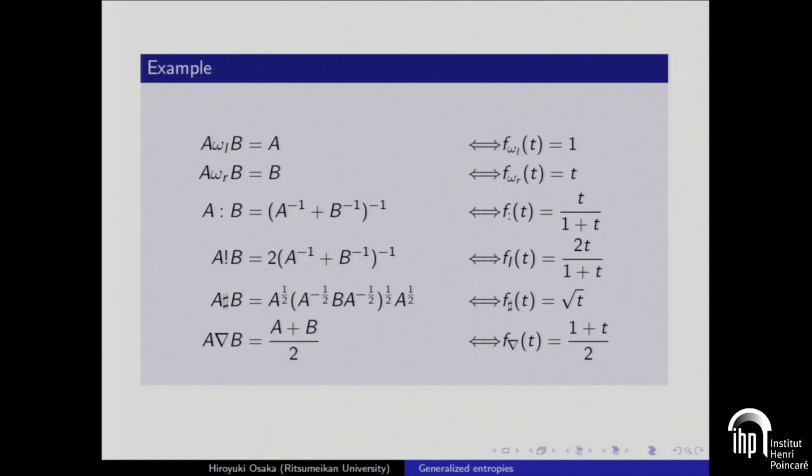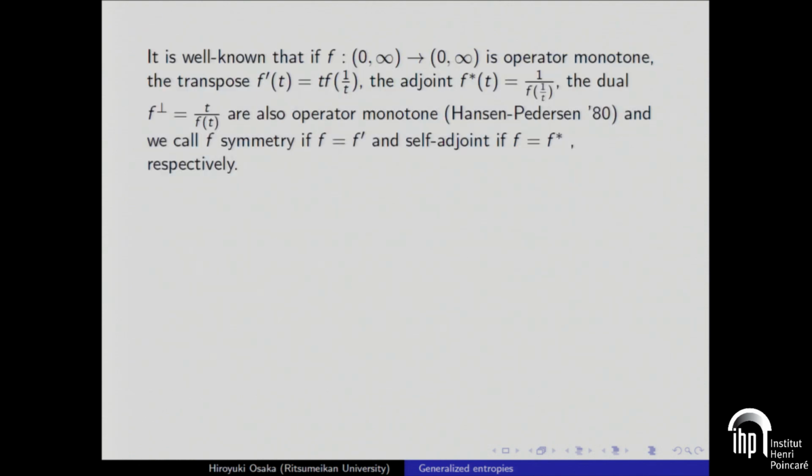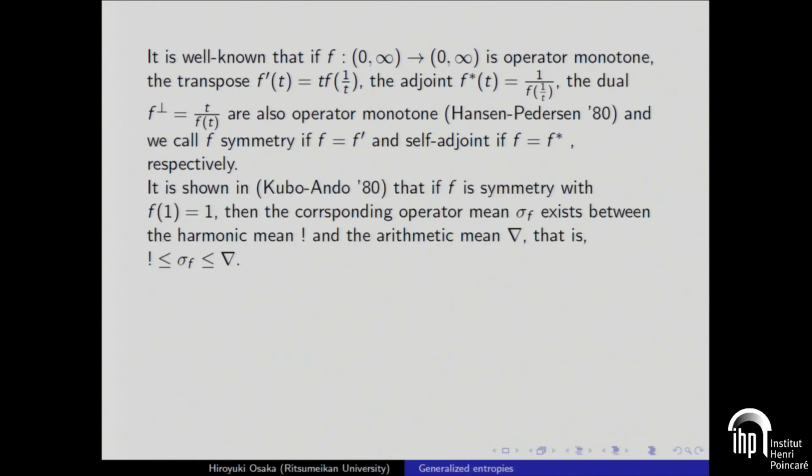But this time the question is how to apply the operator mean to the quantum entropy. Okay. Operator monotone functions are also stable under operations like transpose, adjoint, and also dual. Then we call f symmetric if f equals f prime, and self-adjoint if f equals f star. Then this is a simple calculation. If it's symmetric, that means f equals f prime. In this case, f(1) is also in between the harmonic mean and here. Usually, symmetry corresponds to this one.